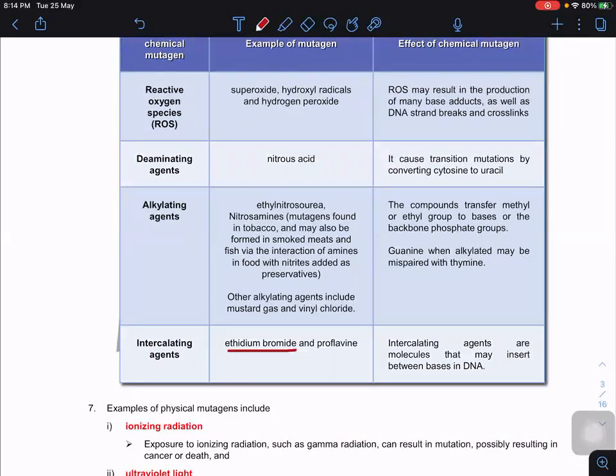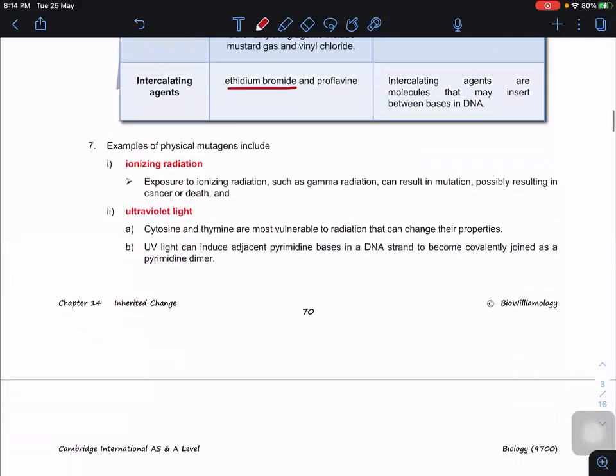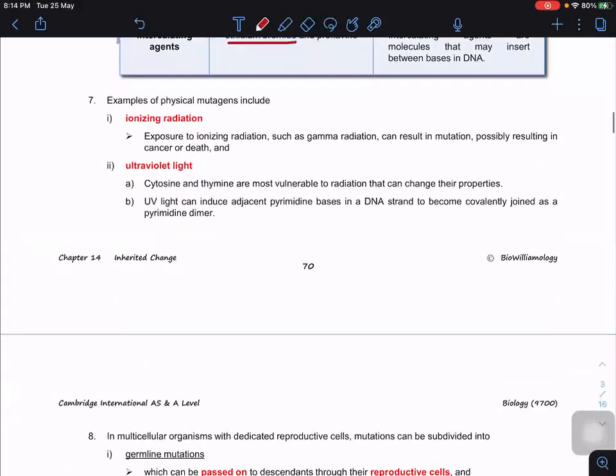Now, what are the physical mutagens? For physical mutagens, you need to know we have ionizing radiation, for example alpha, gamma rays, and X-rays. Those are the ionizing radiations. Generally, UV can also cause mutation to take place. So you just need to know the names of the example physical mutagens, such as ionizing radiation or UV.